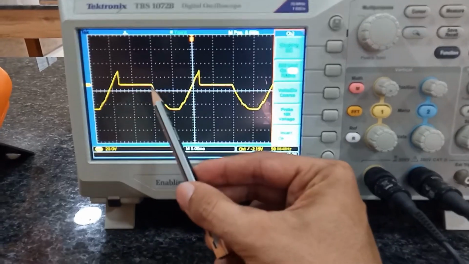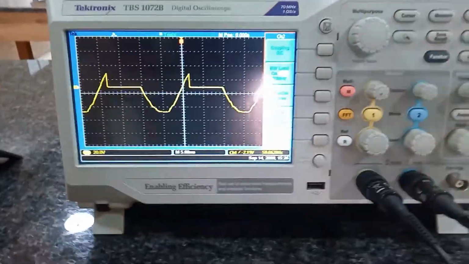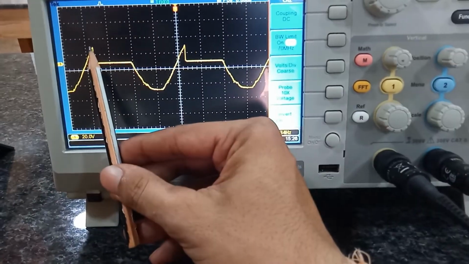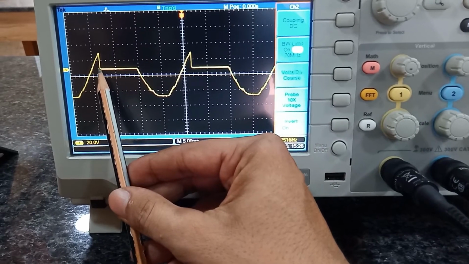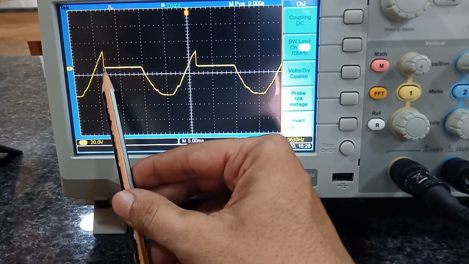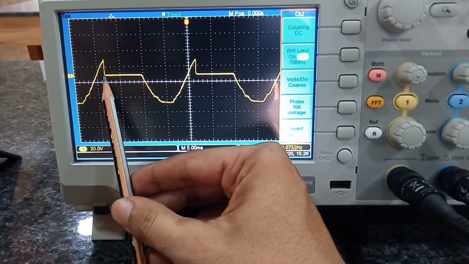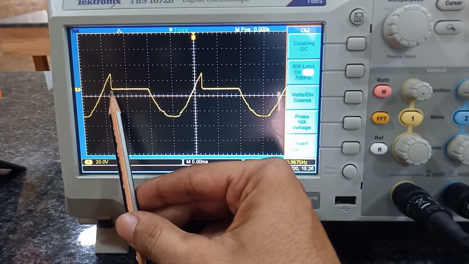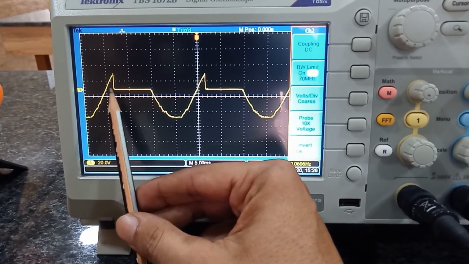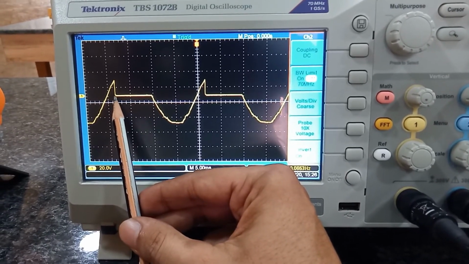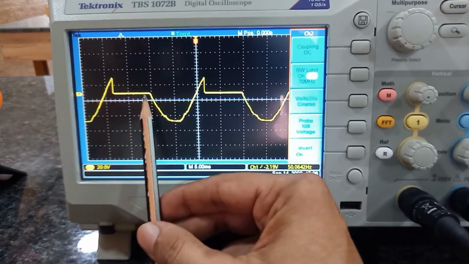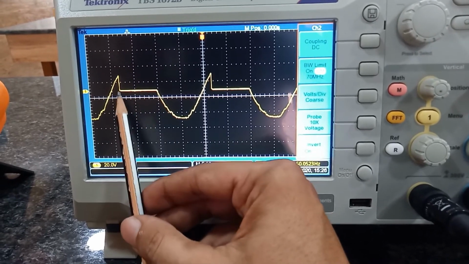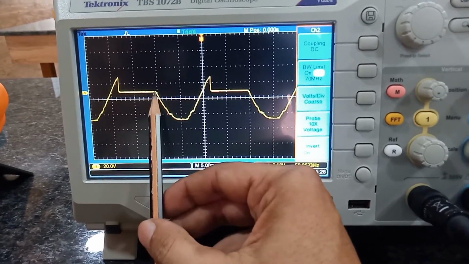Now if we see the positive half cycle, up to this period the SCR is not conducting, right? Up to this, the SCR is not conducting. This angle is known as the firing angle. Further, from this point, from this angle to this angle, the SCR is conducting. So we are not able to see any AC signal. It is converted to a DC signal.